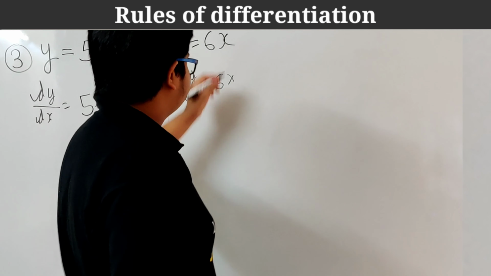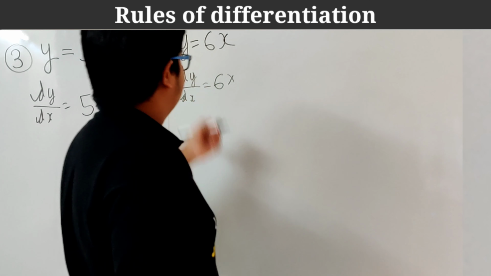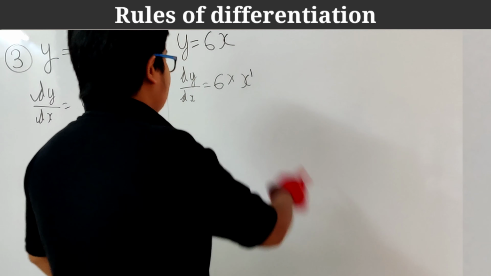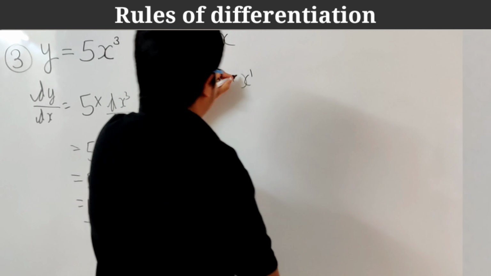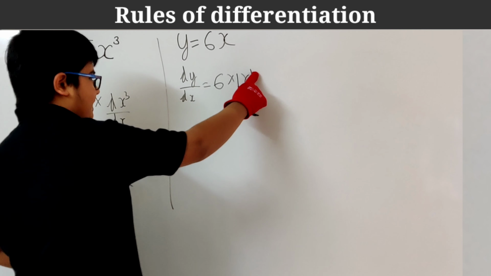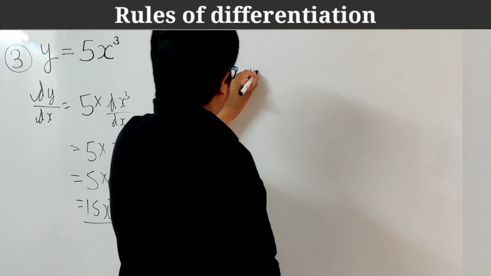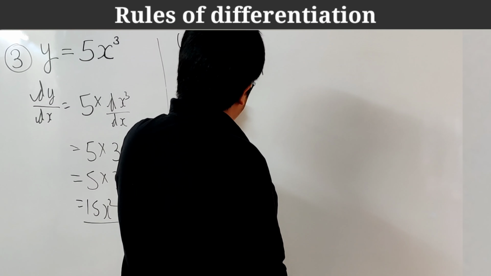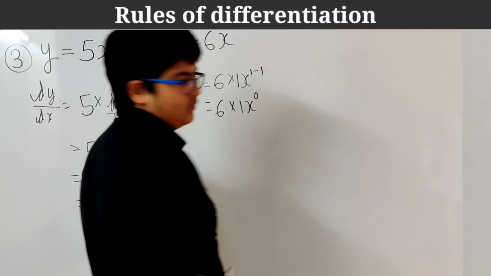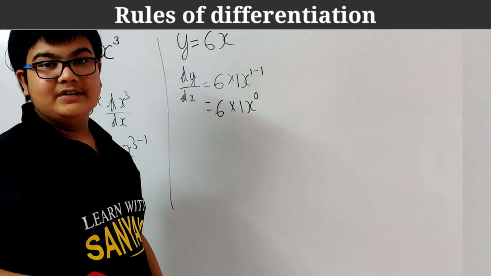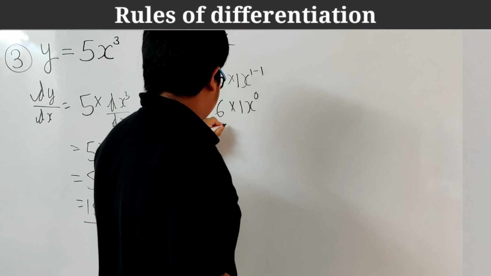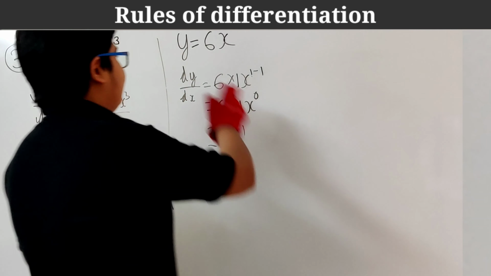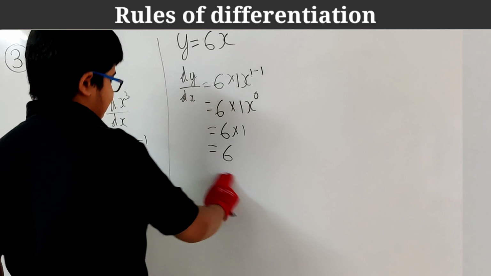Because 6x can be written as 6 times x to the power 1, this 1 will be put in front and in the power we will subtract 1 from it. So it will become 6 into 1 x to the power 0. Now anything to the power 0 is 1. So that's why this will become 6 into 1, that is 6. So differentiation of 6x will be 6.